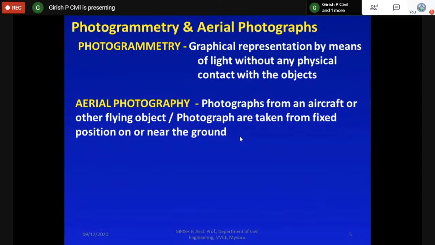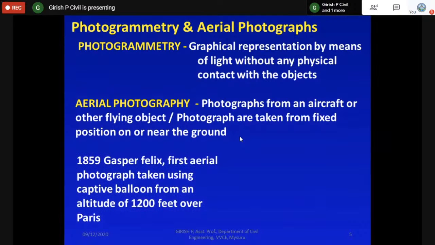Already I told you the definition of photogrammetry, the graphical representation by means of light without any physical contact with the object. Similarly, the definition of aerial photographs: these are photographs from an aircraft or any flying object. The photographs are taken from a fixed position on or near the ground surface, and then the interpretation and the overlapping for getting a superimposed aerial photograph.